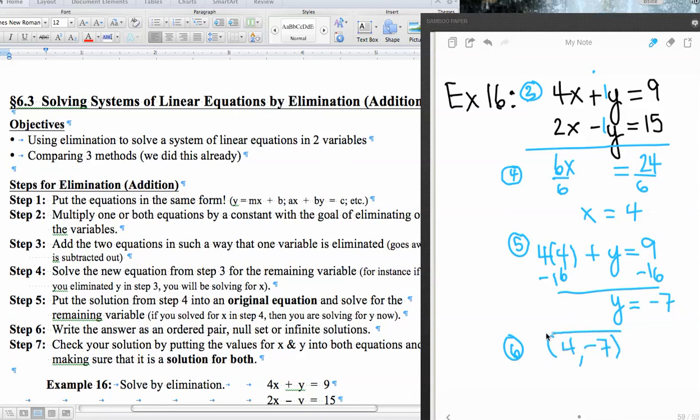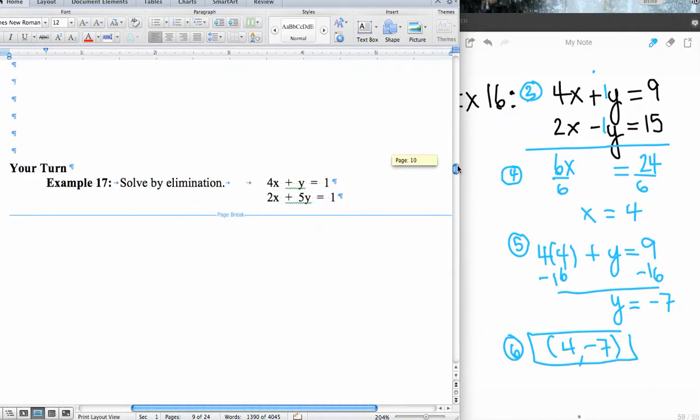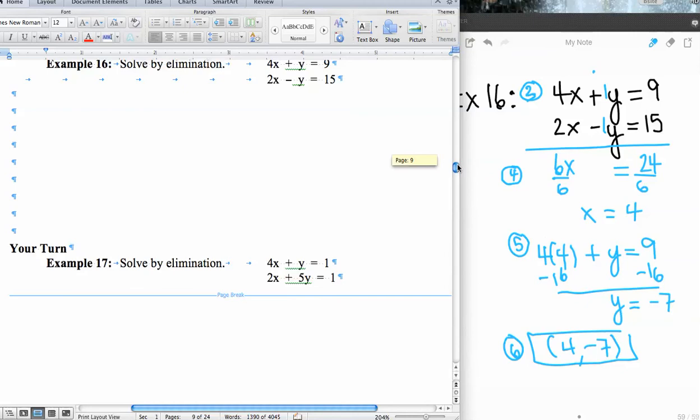Remember, you can always check that solution to see that it satisfies both equations. 16 minus 7 is 9, and 8 plus 7 is 15, so it does indeed check. And that's the process of elimination. So let's try it now with a system for you.